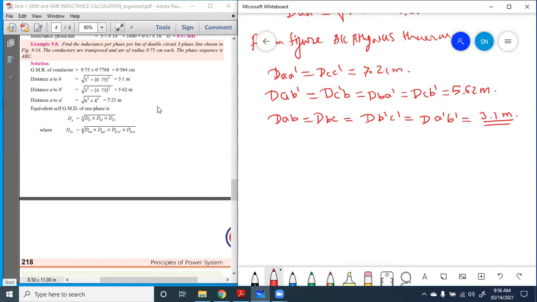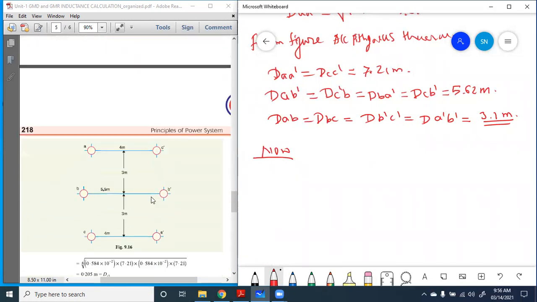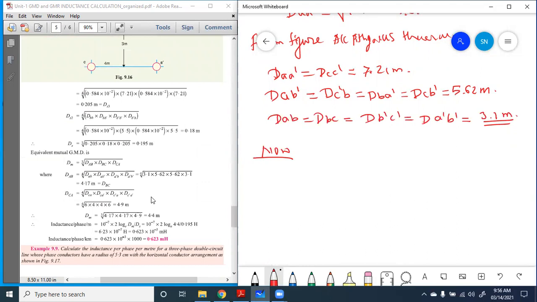Now, the first calculation. What is the formula for such inductance calculation? The formula is: inductance per phase per meter is equal to 10 raised to the power minus 7 into 2 log e Dm upon Ds. Now we need to calculate Ds first.